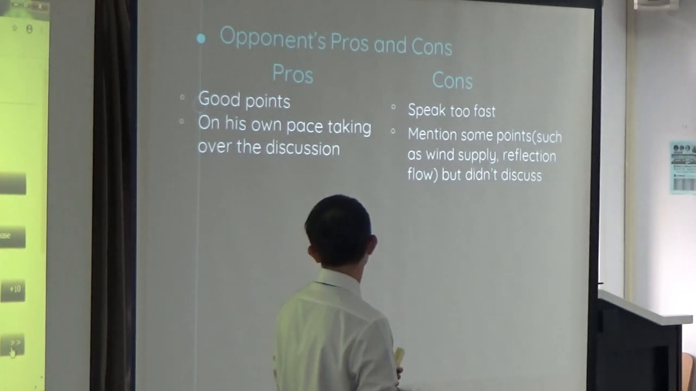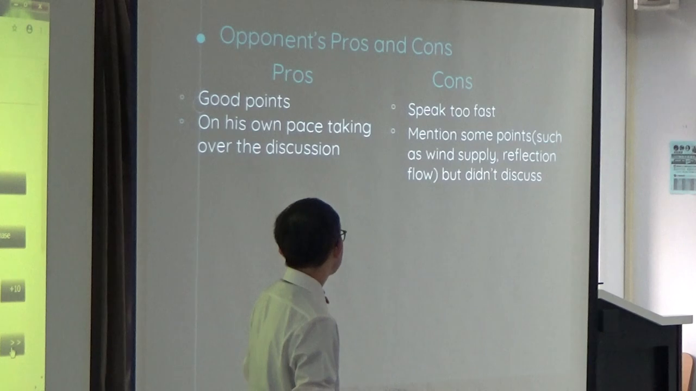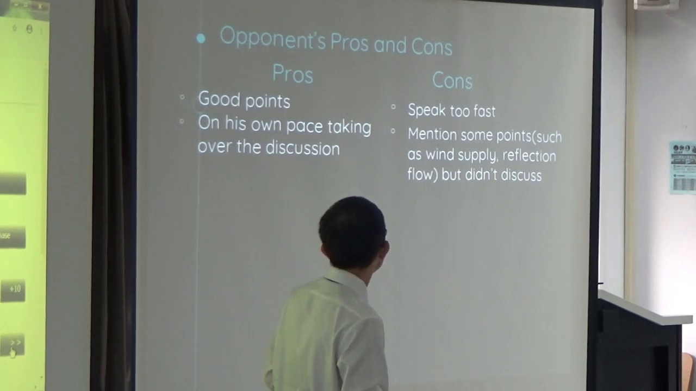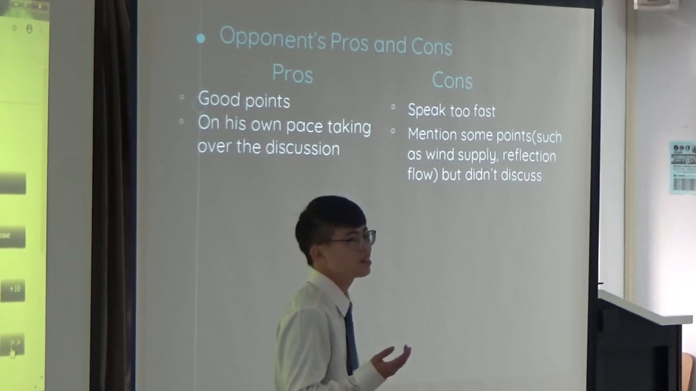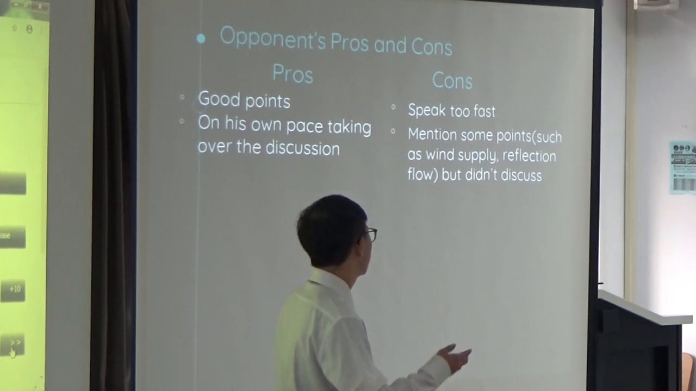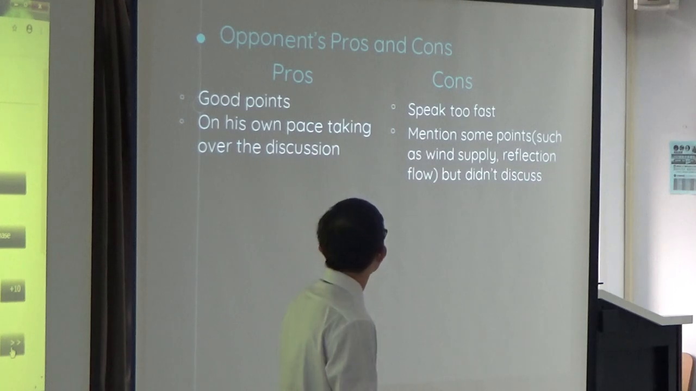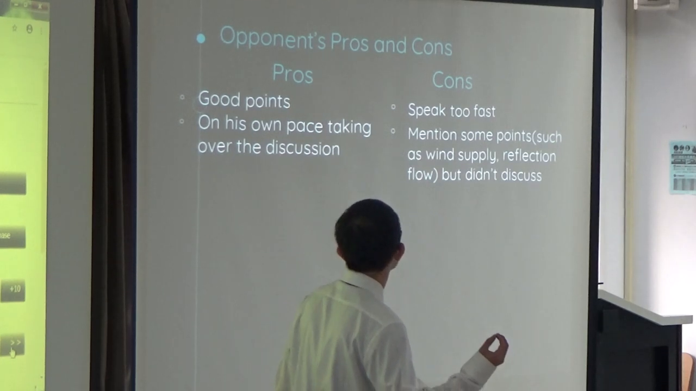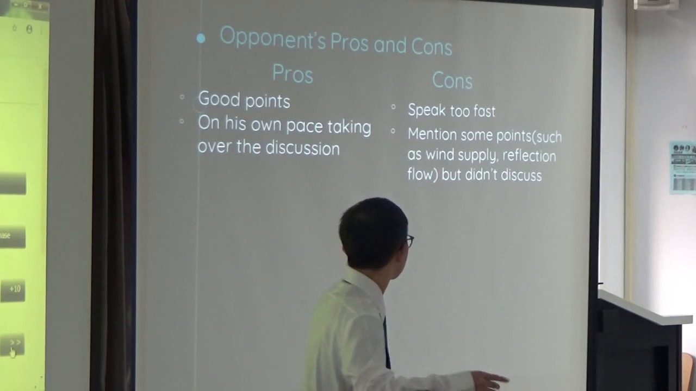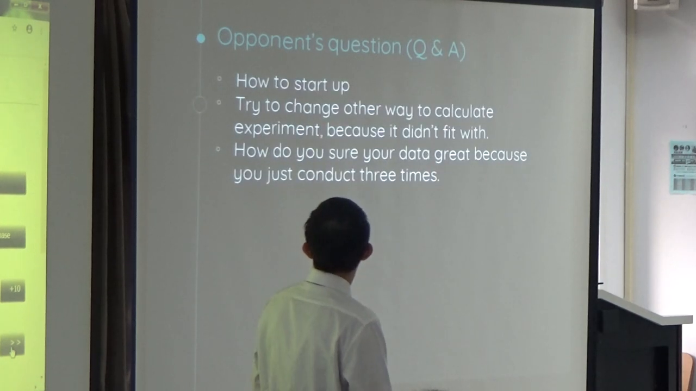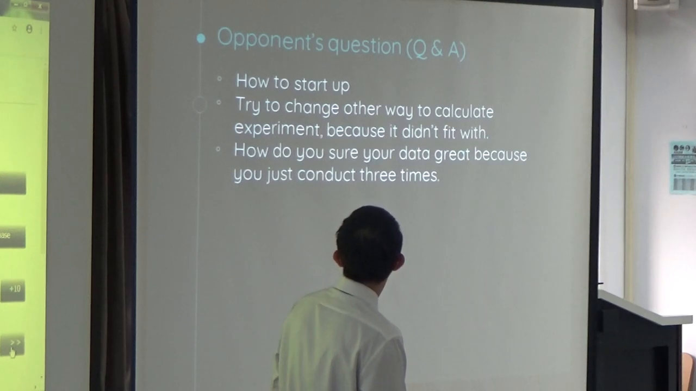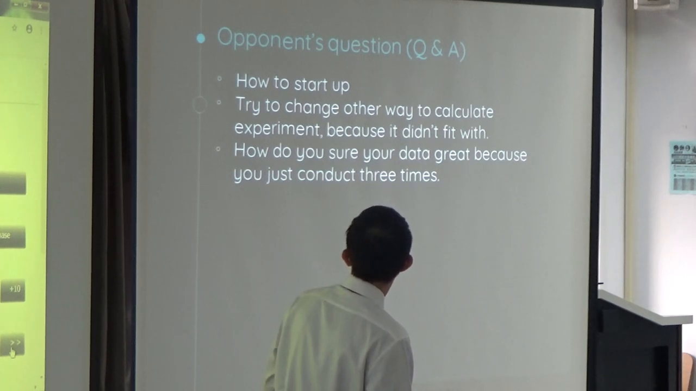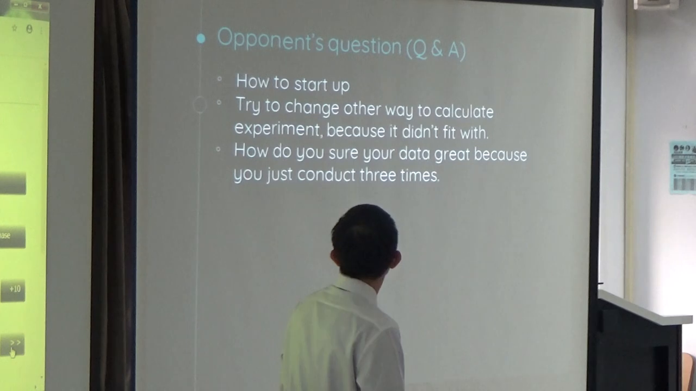Next, for the opponent's pros and cons. The opponent had good points to discuss, and took over the discussion at his own pace. For the cons, we think the opponent spoke a little bit too fast, so we had a hard time catching it. He mentioned some good points like the wind supply and factory flow, but he didn't discuss them later. For the opponent's question, he first asked how you start up the experiment and tried to change to another way to calculate the experiment, but it didn't fit well.